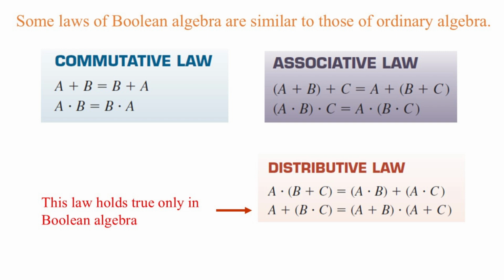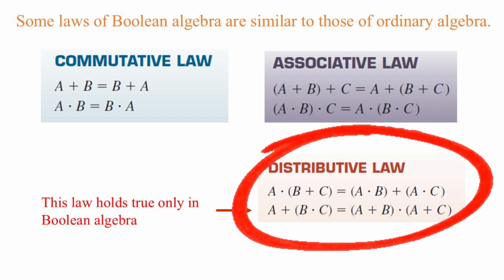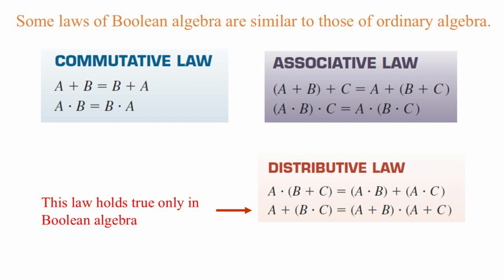Finally, we have the distributive law, which is unique in that it has two versions in Boolean algebra. The first equation looks just like regular algebra, where multiplication distributes over addition. However, the second expression is unique to Boolean algebra, and it can be very useful for simplifying expressions.